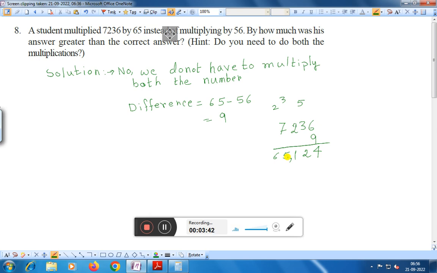By how much was his answer greater than the correct answer? That means his answer was greater by 65,124 than the correct answer.